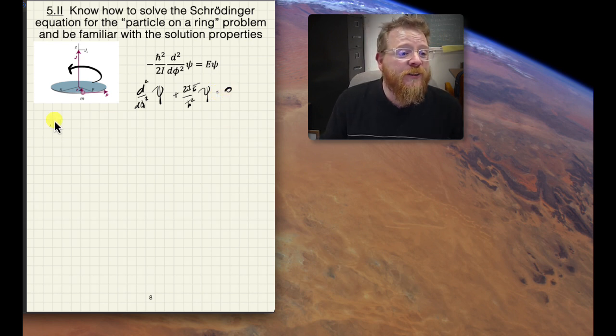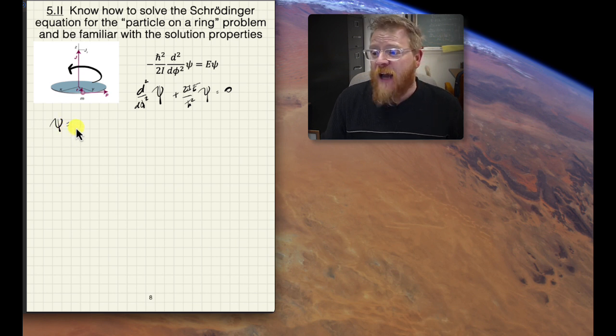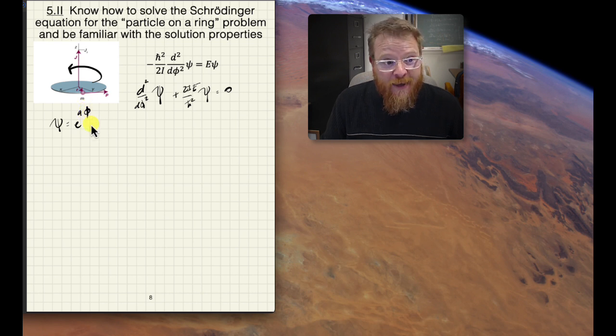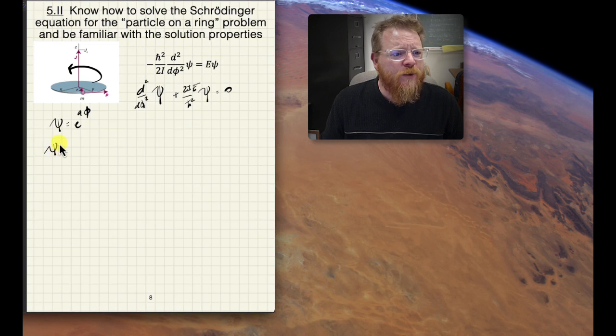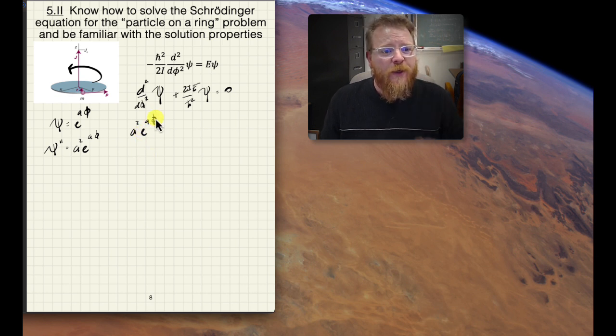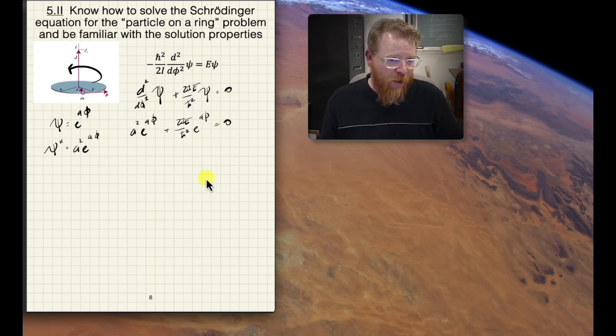So we can make our standard guess of psi being e to the a phi, and phi is now our dependency there. And straight away we can go to the second derivative in phi of that as a squared e to the a phi. Beautiful. And plugging it all in, continuing along with our ansatz method, so that's our second derivative. And now we're going to have 2IE over h bar squared e to the a phi all equals 0.